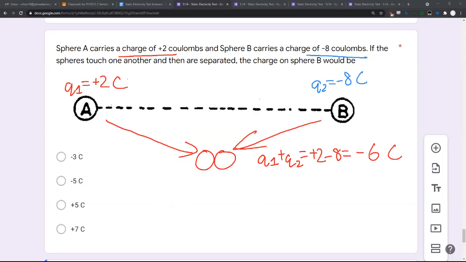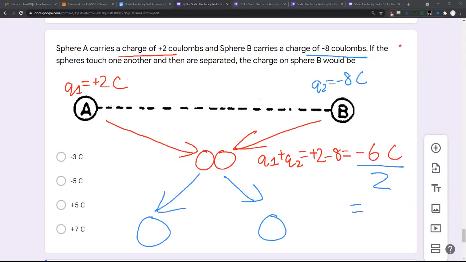And then you split them, right? Then you separate them. And now what are the charges? Well, you need to divide this number by 2, because you're splitting it up into 2 spheres. And so you get negative 3 coulombs. The new charge on each of these objects is negative 3 coulombs. That's it.